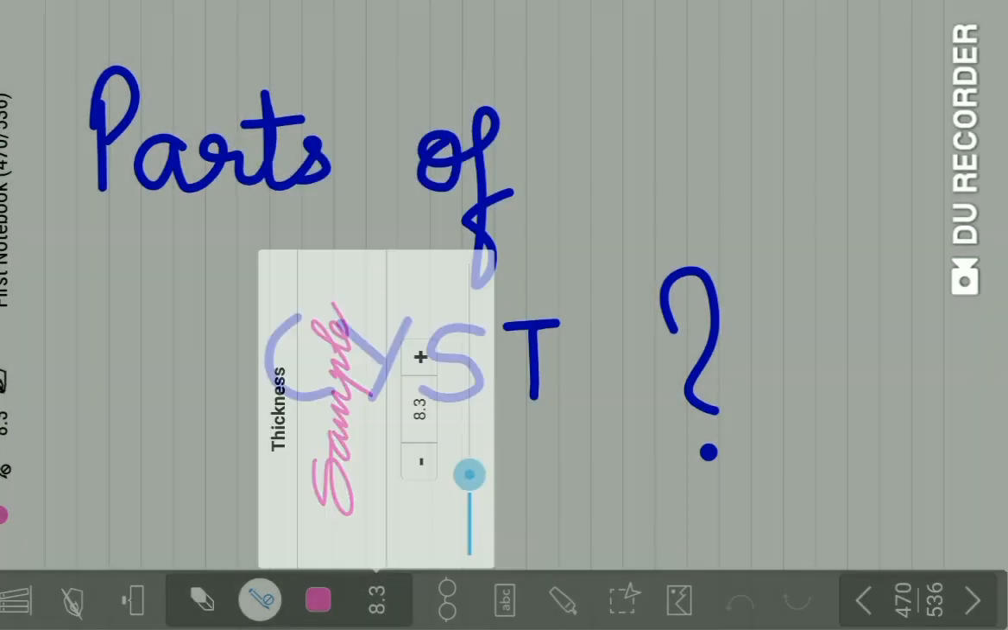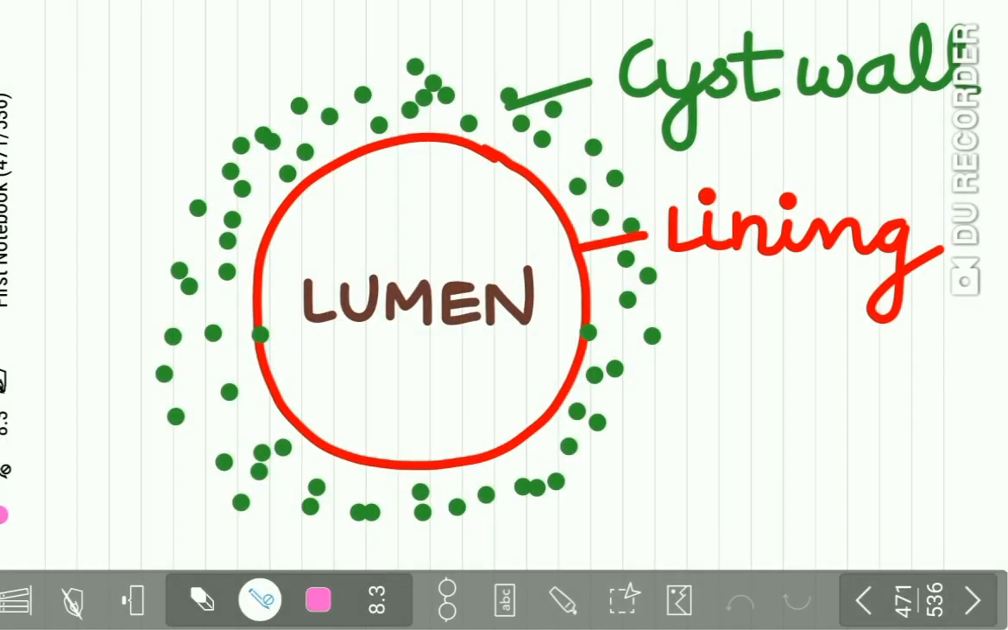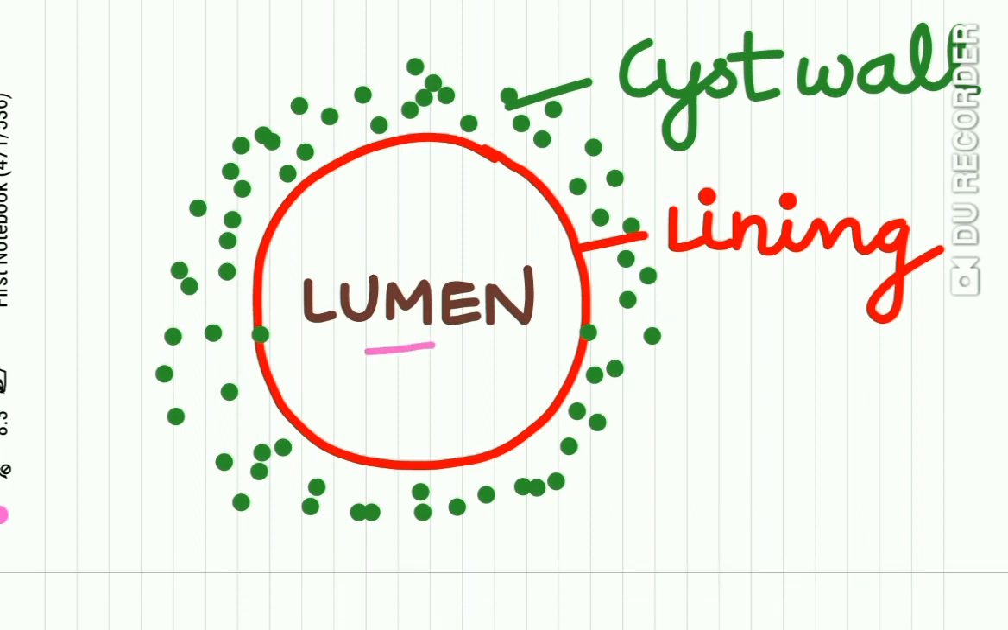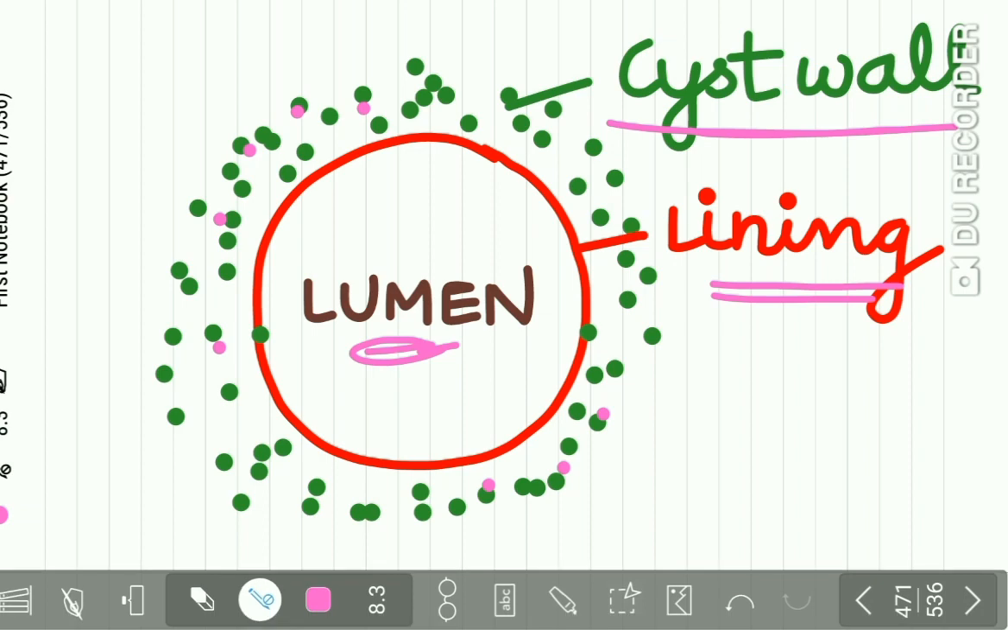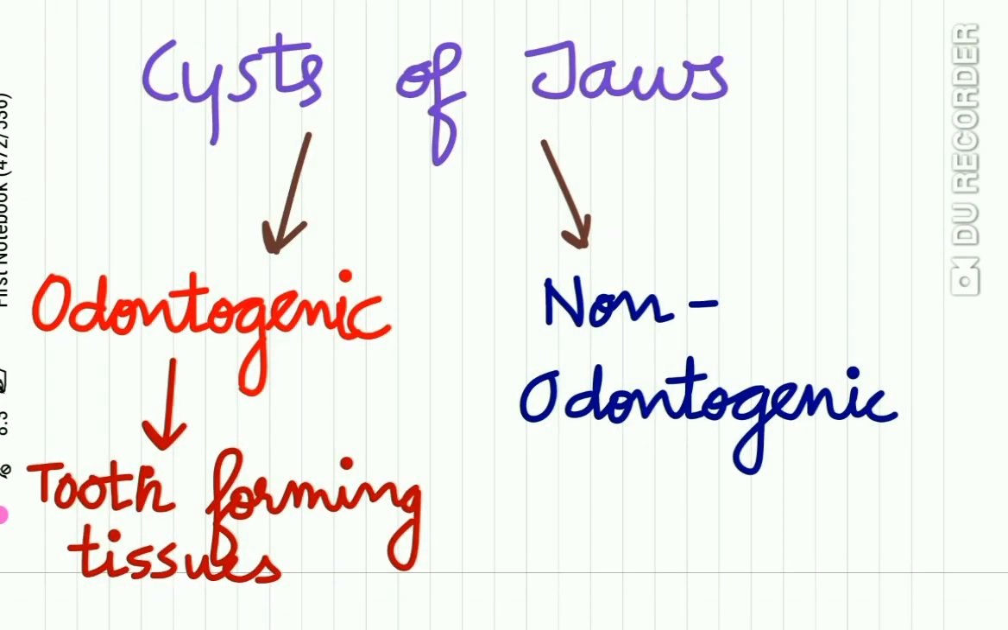Now, what are the various parts of a cyst? A cyst is made up of a lumen or the hollow cavity, and the lumen is lined by an epithelium which is called the cystic lining, and surrounding the cystic lining is the cystic wall. So cystic lumen, cystic lining and cystic wall are the three parts of odontogenic cyst or any cyst.